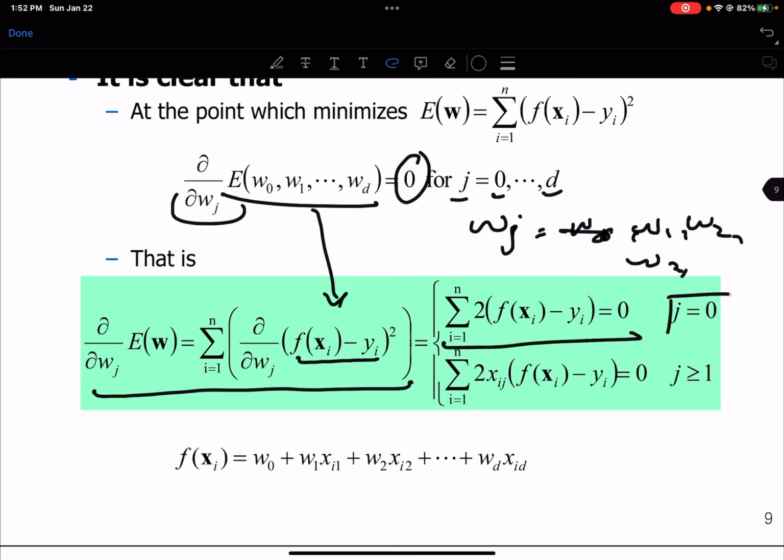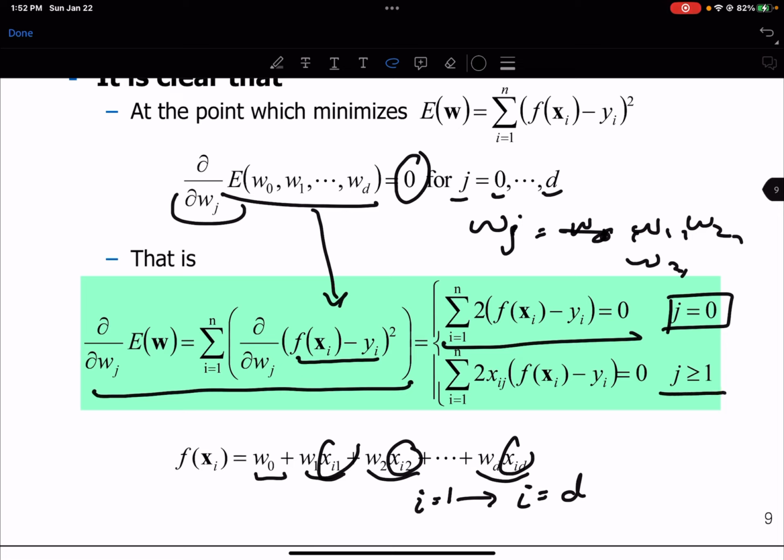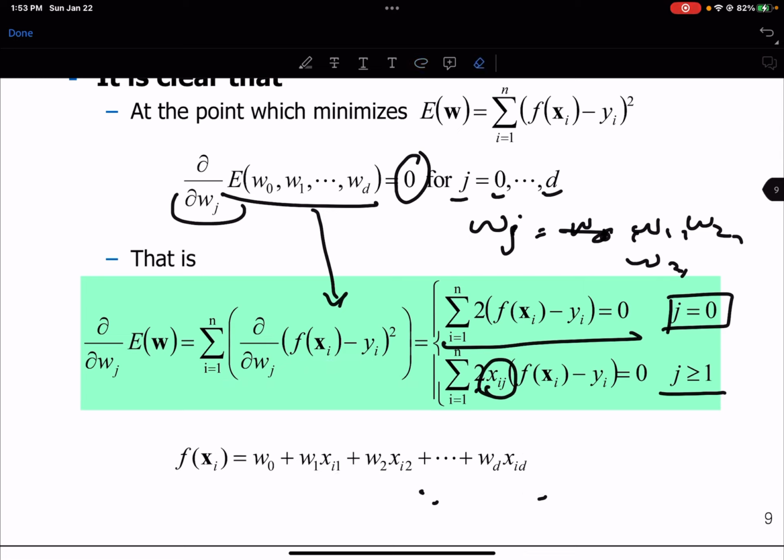So for our value of j equal to 0, we can see here in the first term we don't have a multiplier xi, but in the next terms, from 1 to d, we have a multiplier x term. So when j is greater than or equal to 1, we have a multiplier term xij. So this is the partial of this loss function: 2 times (f of xi minus yi) when j is 0, and 2 times xij times (f of xi minus yi) when j is greater than or equal to 1.